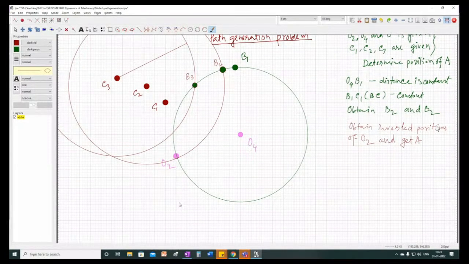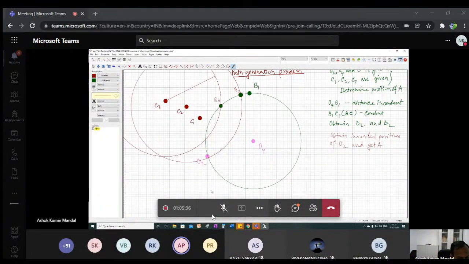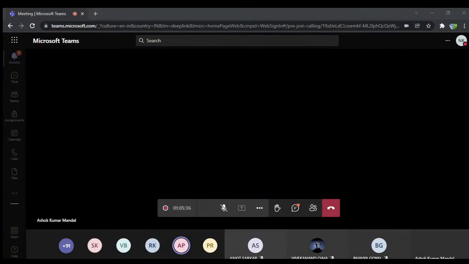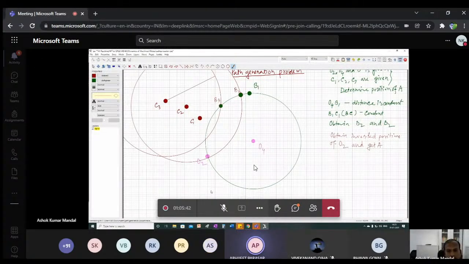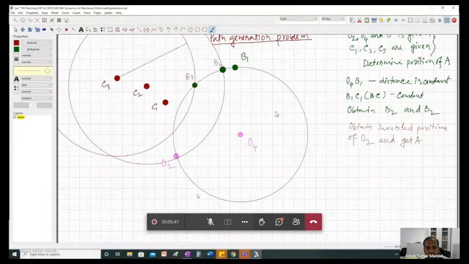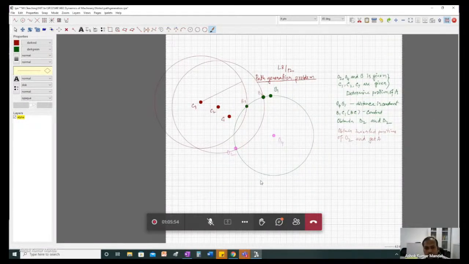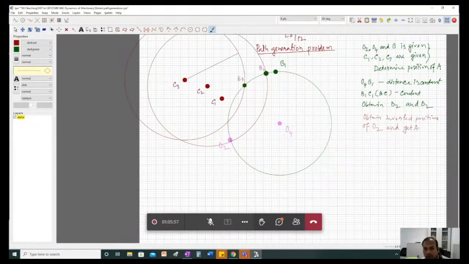So okay, now the next thing is we have to draw inverted positions of O2. Can somebody tell me how to do that? Inverted positions of O2. Sir, we'll copy the position of O2 with respect to C1, B1, and we'll copy it to C2, B2. Yeah, right. So to complete this drawing, what I am now doing is, I hope this is visible to you. It has not become too small, has it?